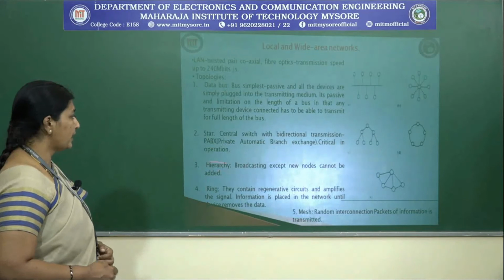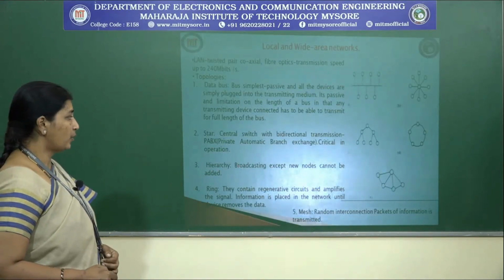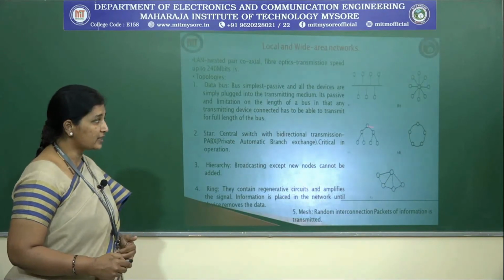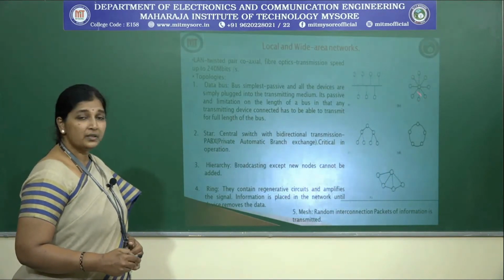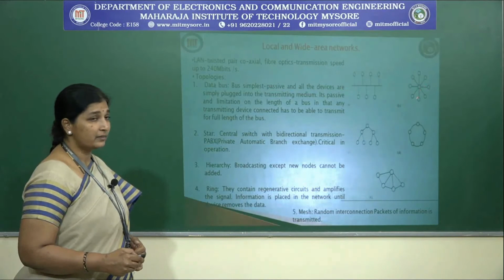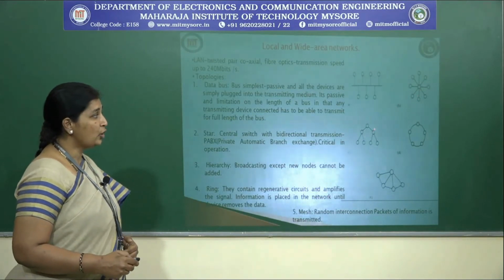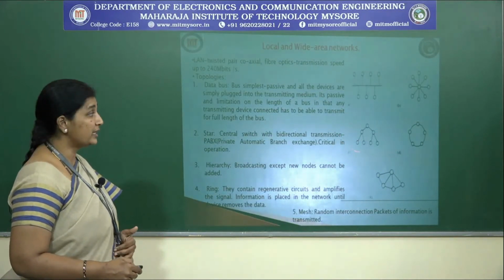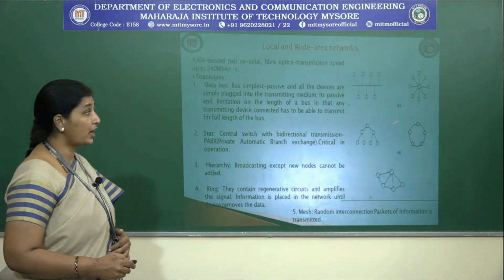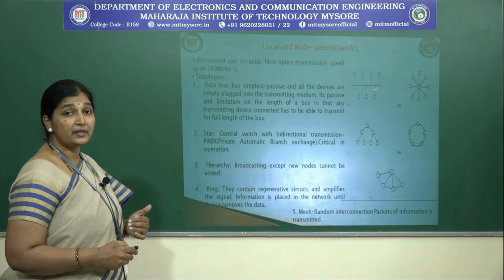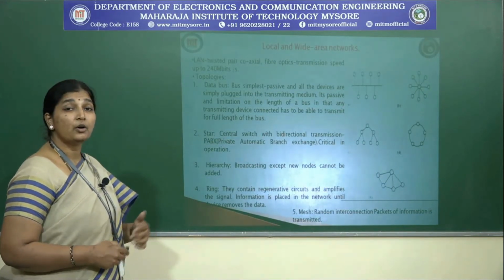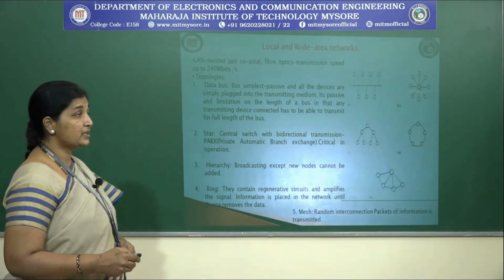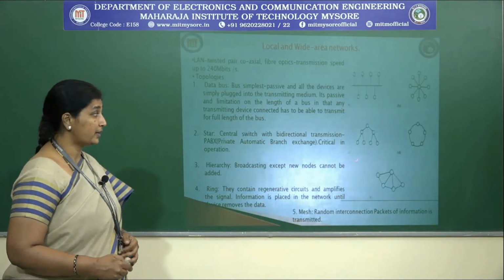Okay, so hierarchy or broadcasting accept new nodes. What happens in a hierarchical system is it overcomes the issue of star, but the only problem is you will not be able to have another new node connected, because it is pre-planned, so it is all wired. So you can't have a new node. If it is a new node, then you have to change the whole setup. So that is a major difference between the star and the hierarchical system.